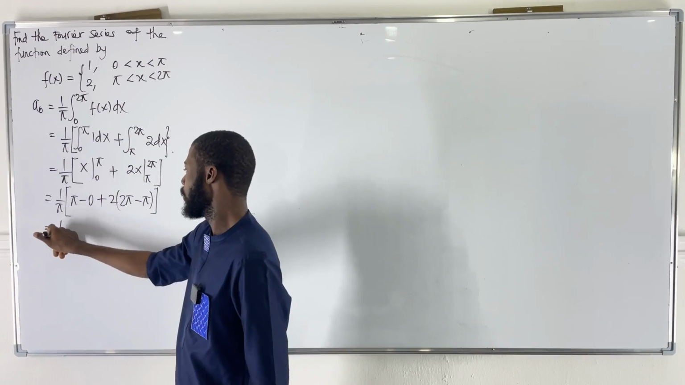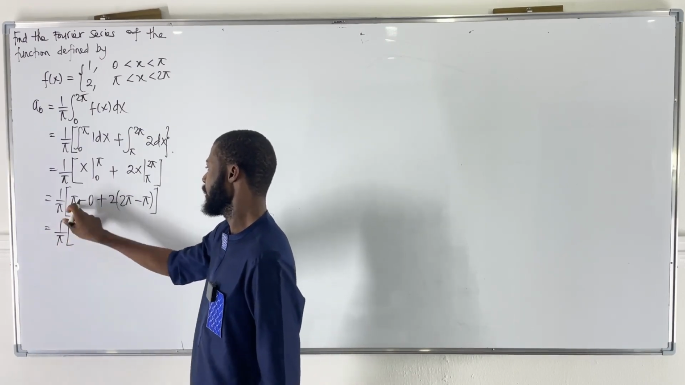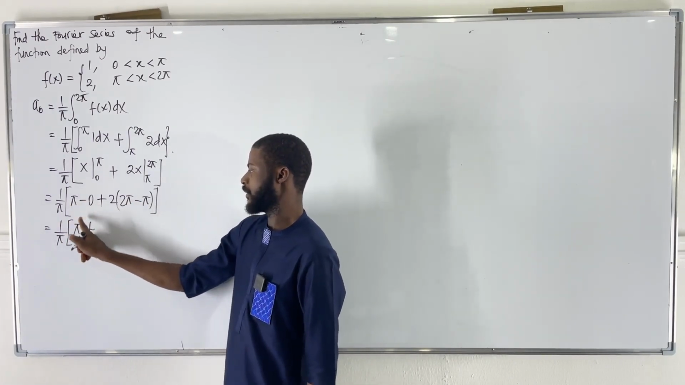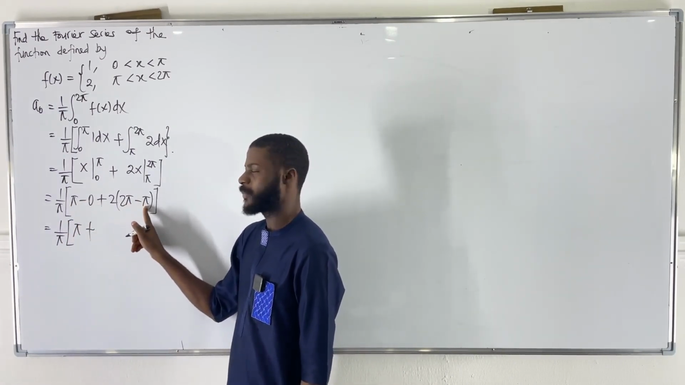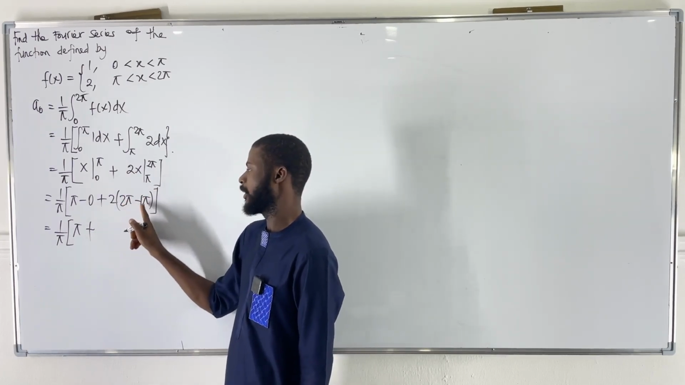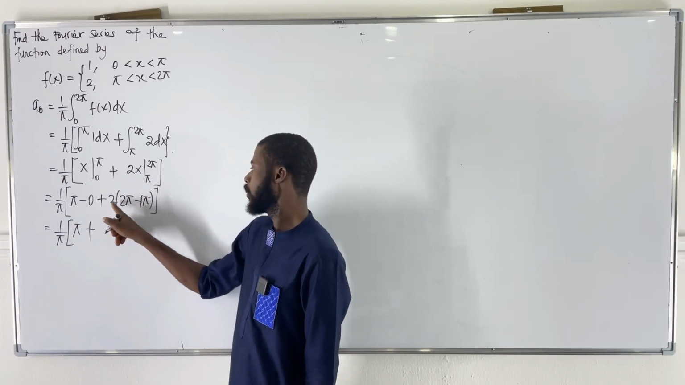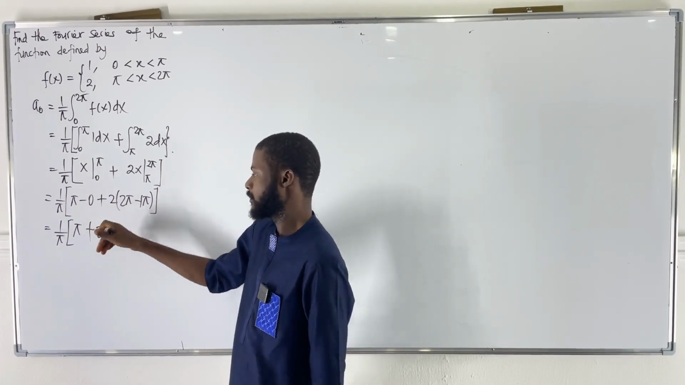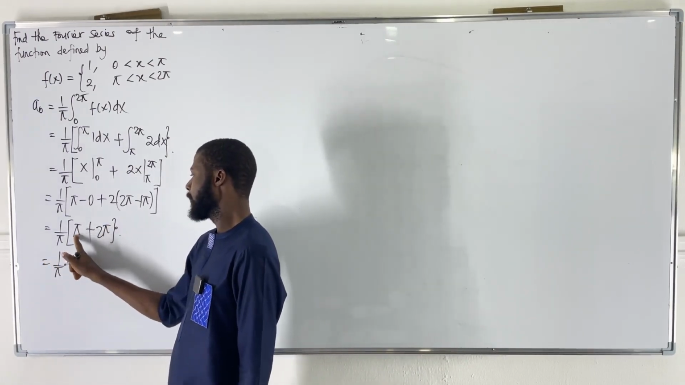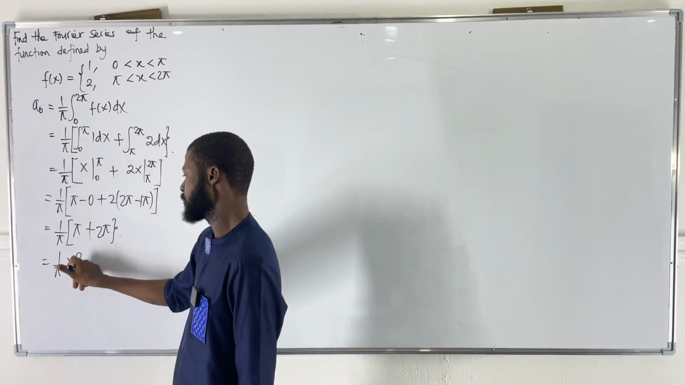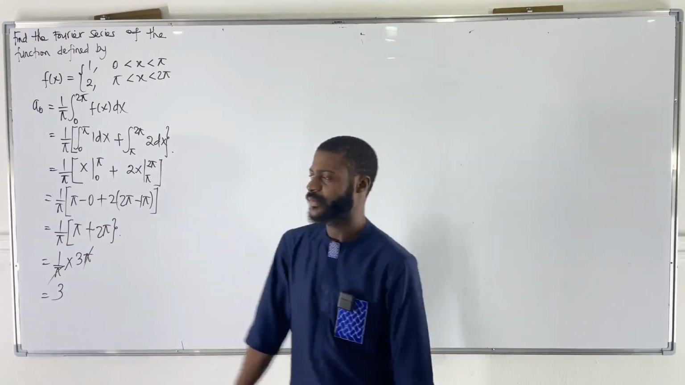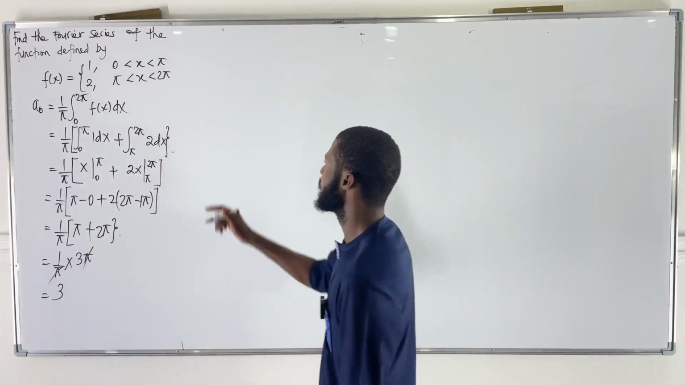So this will become 1 over pi. Then we have pi plus, because pi minus 0 is pi. Now 2 pi minus pi is just pi. This is like saying 2 pi minus 1 pi is 1 pi, and 1 pi times 2 is 2 pi. So this is 1 over pi, and pi plus 2 pi is 3 pi. Now when pi cancels out pi, this will be giving you 3. So I was kind of correct. That will be giving us 3.